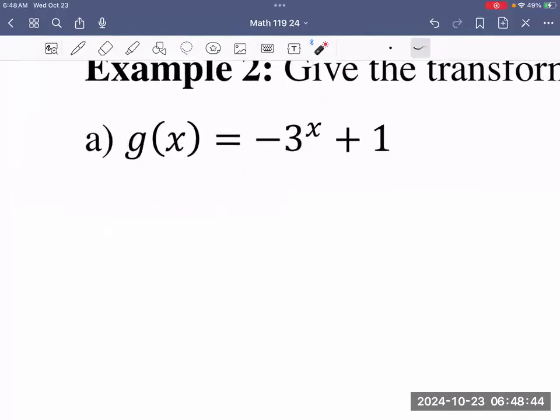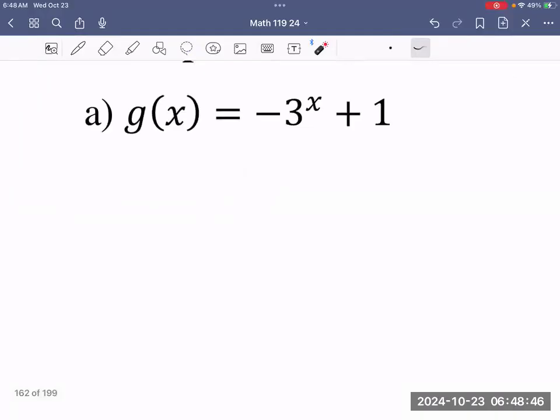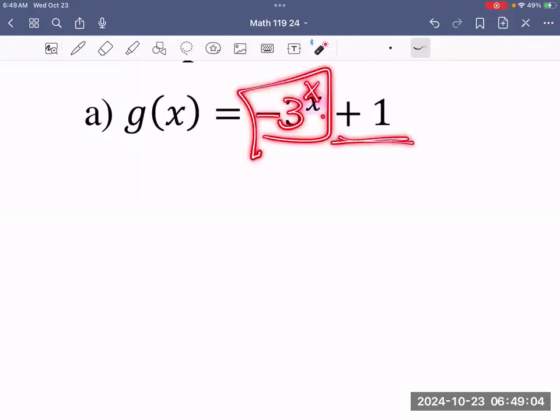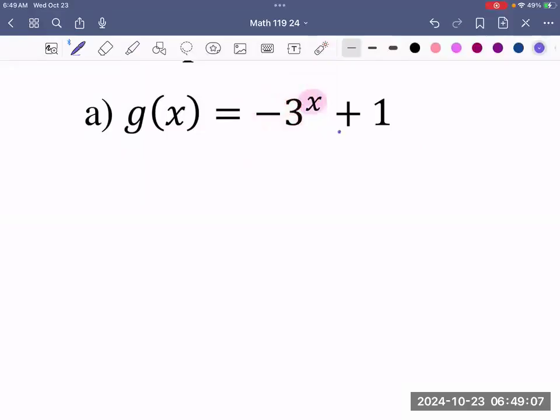So see if you can pause and determine what your transformations are. Well, here we have this +1, and keep in mind your exponent is all the way up here, and it looks like this is -3 to the x, and then down below, what we're going to do to this graph is add 1. So we are going to add 1, meaning that we're going to shift up by 1.